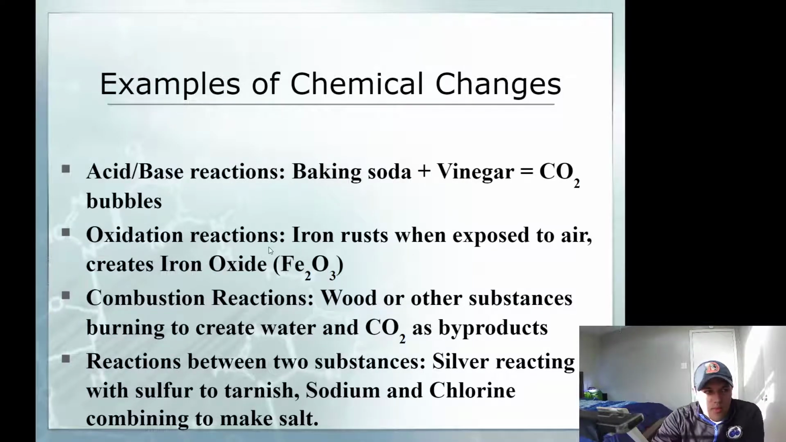Okay, so some examples of a chemical change are acid-base reactions. So baking soda and vinegar, like we just talked about. If you drink tea, you're not supposed to add lemon juice and milk because the lemon juice can curdle the milk and make a reaction with it because it's acidic. So those are examples of chemical changes.